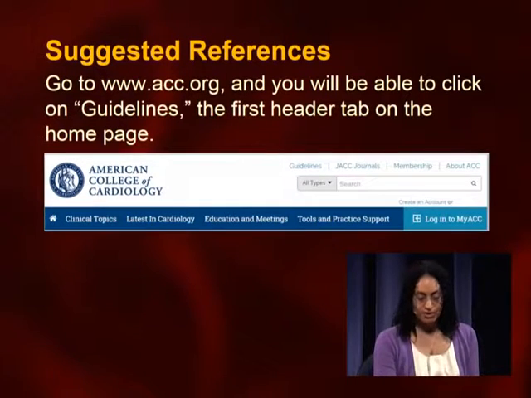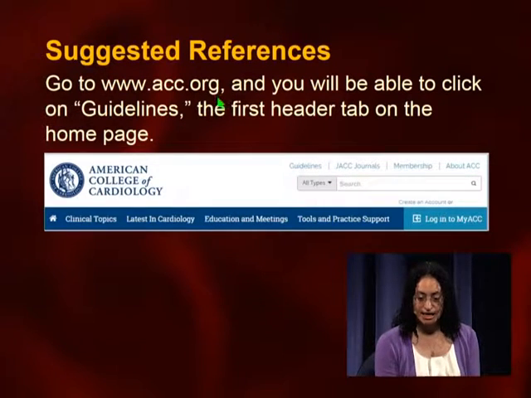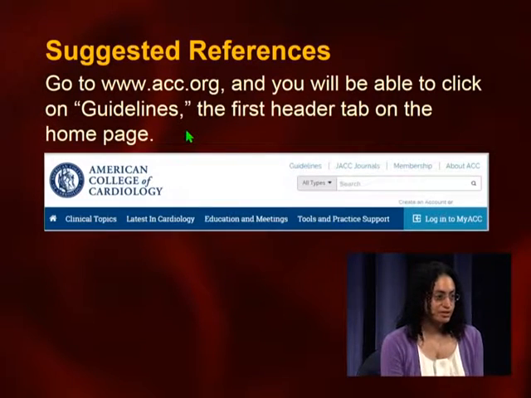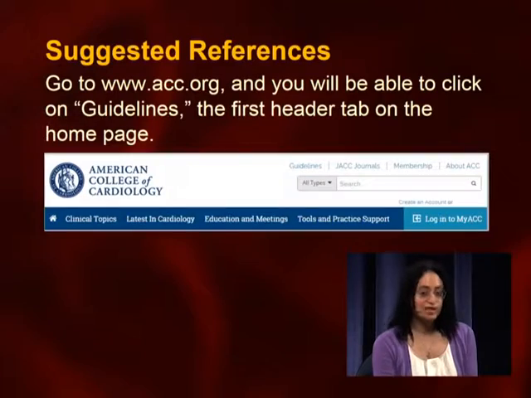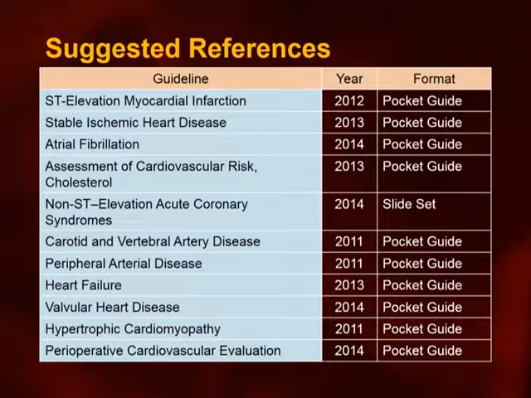And if you're looking for some extra references, I recommend the American College of Cardiology website at acc.org. If you go to their website, the very first header tab on the home page here is Guidelines. Click on that tab, and all of the American College of Cardiology, American Heart Association guidelines are available for free to the public. So you can look up all of these guidelines, and these ones listed here in particular are those that are relevant to internal medicine boards. And I will be highlighting the most important recommendations from each of these for you.